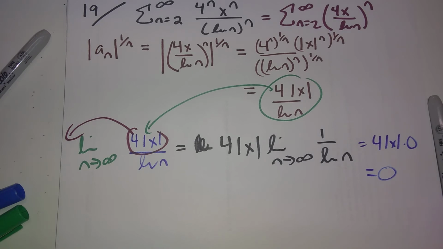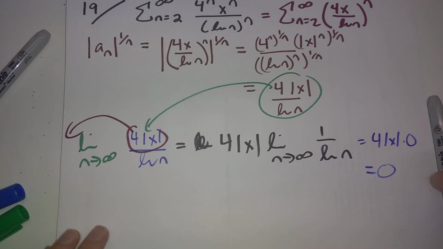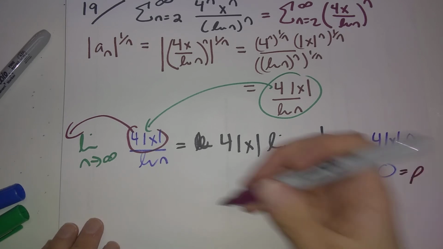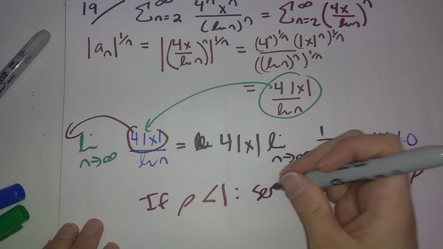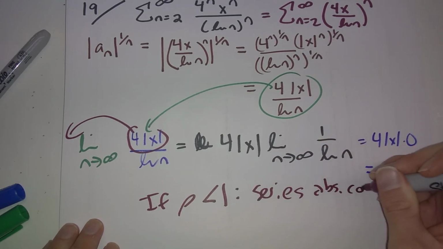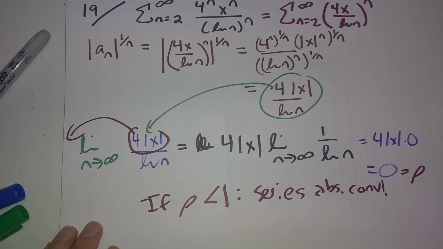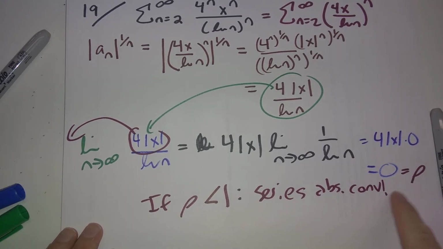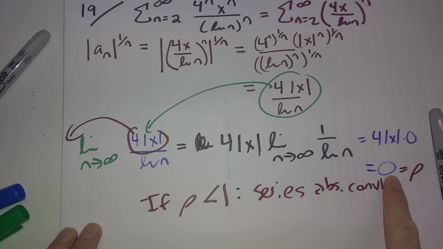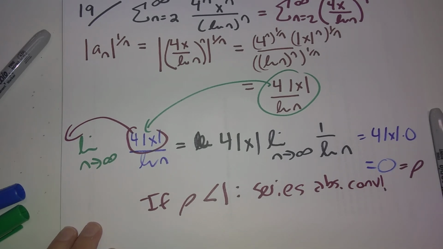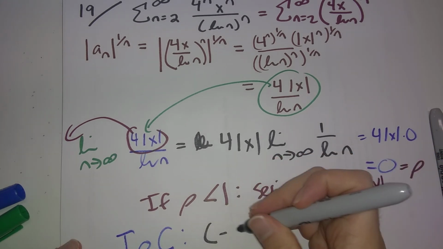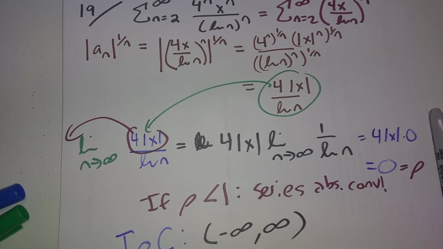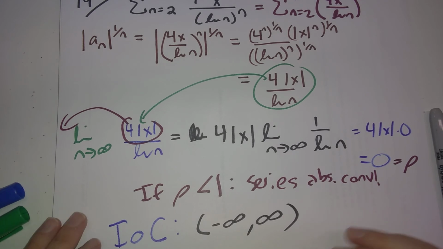And so what do we conclude here? So this is rho. We know that if rho is less than 1, the series absolutely converges. And so the punchline here is rho is always less than 1. Rho is 0. Rho is always less than 1, no matter what x is. So what is the interval of convergence? The radius of convergence is infinity. And the interval of convergence is from minus infinity to plus infinity.